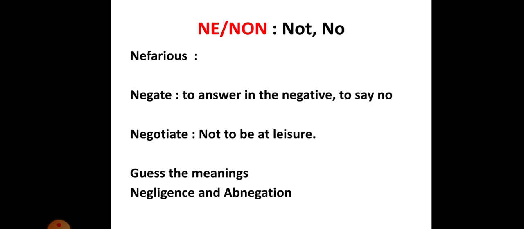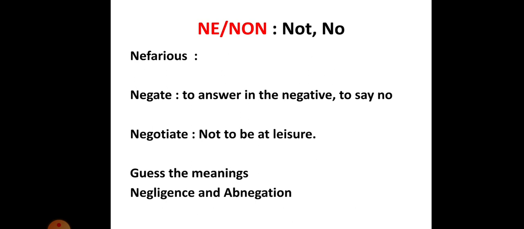And the first word is nefarious. So a nefarious or wicked deed is not according to divine law, which means it's a criminal or immoral task or activity. So activities which are not accepted by law are called nefarious activities. So here you have ne, which is not. So here not according to the law is what you need to remember. And the other word is negate. Negate actually means to answer in the negative, to say no.